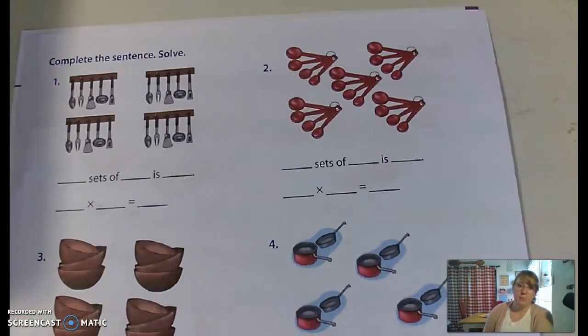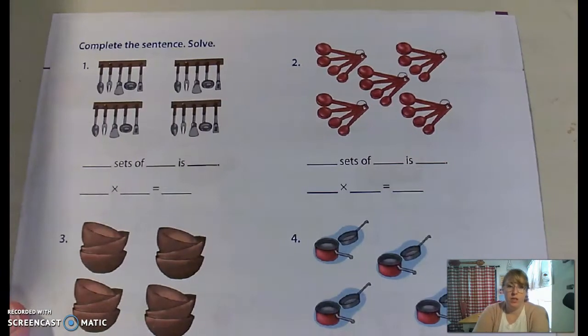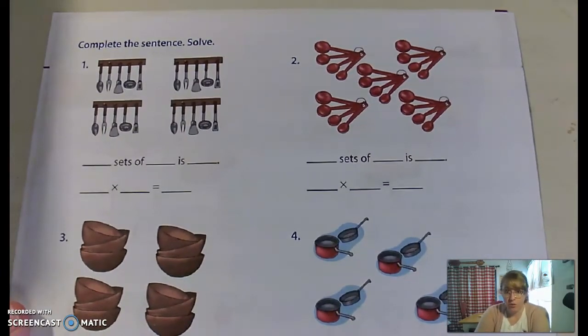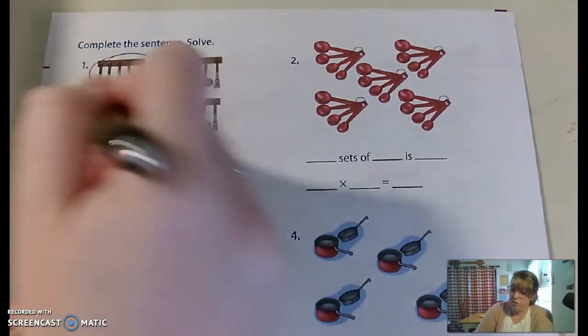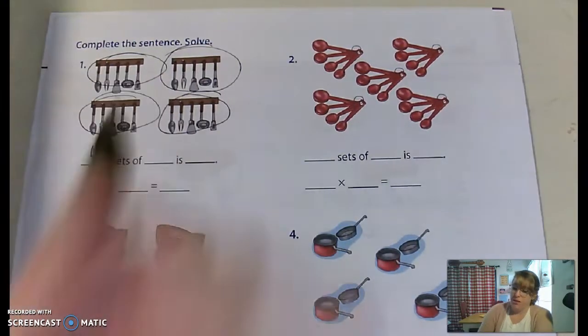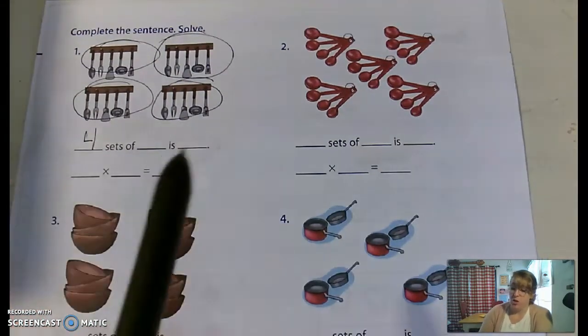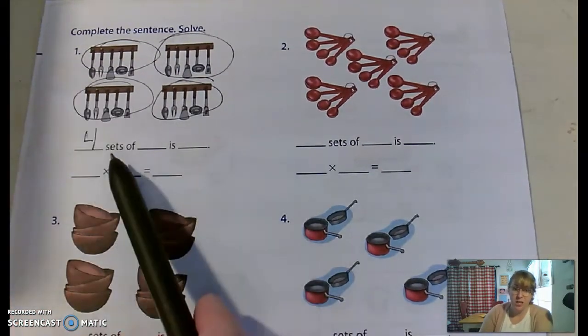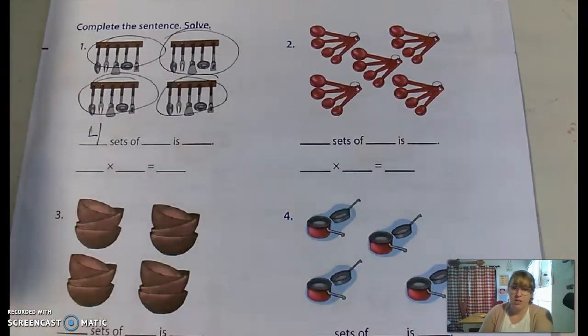Okay. Complete the sentence and solve. How many sets of kitchen utensils do I have? I have 1, 2, 3, 4. Okay? I have 4 sets of kitchen utensils. Okay? You're going to do the same thing you did on the front, but just in the back.